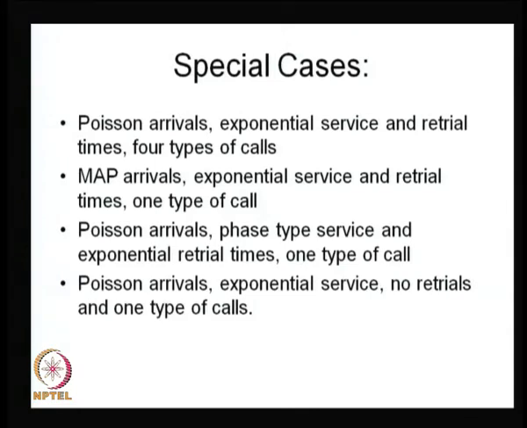And also one can discuss the special cases by making simpler assumptions. The last assumption is a Poisson arrival, exponential service, no retrial, and one type of call, which will land up in the 2G cellular networks which we have got. So if you make subsequent special cases, you will end up with the blocking probability and the dropping probability which we have discussed in the second generation cellular networks.